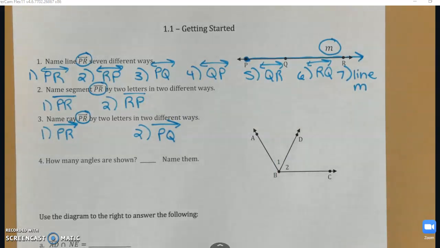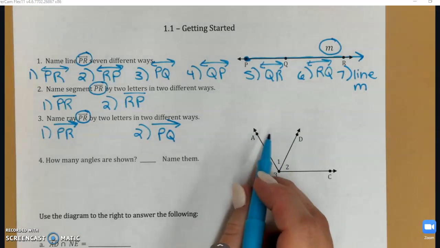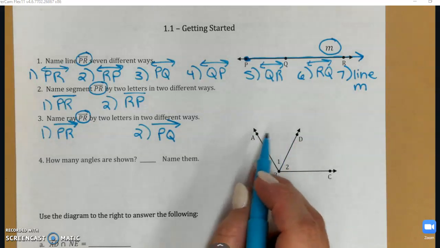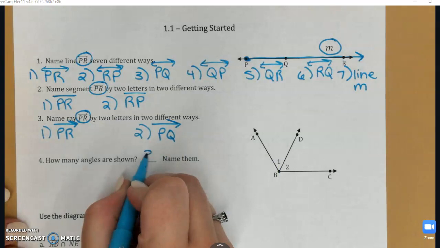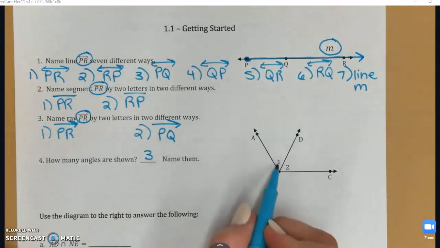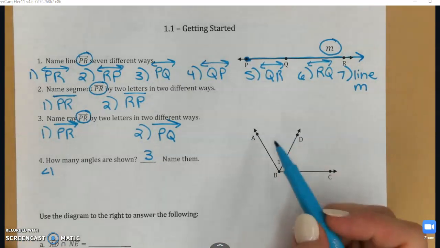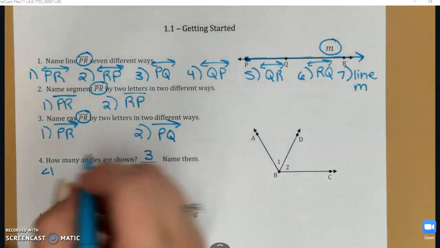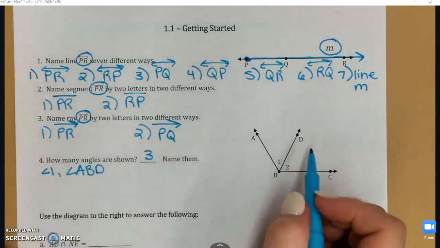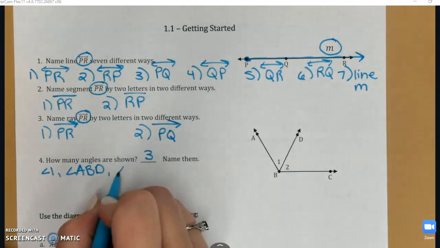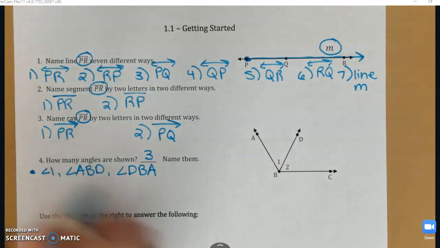How many angles are shown? Well, I've got angle 1, angle 2, and then the angle formed by combining those 2 together. They're adjacent, they're touching. So I have 3 angles shown, and let's name them. So one of them is angle 1, or I could also name that angle ABD, or angle DBA. Remember, the vertex is always the middle letter, so this is one of our angles.